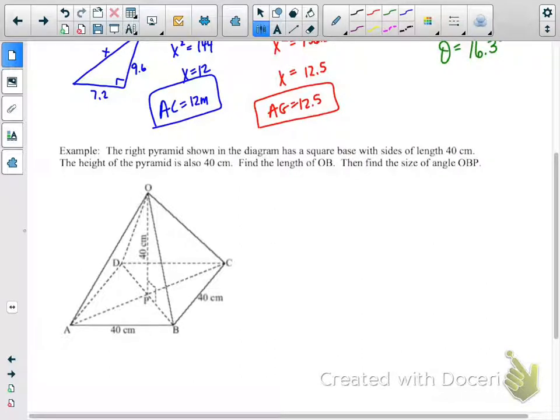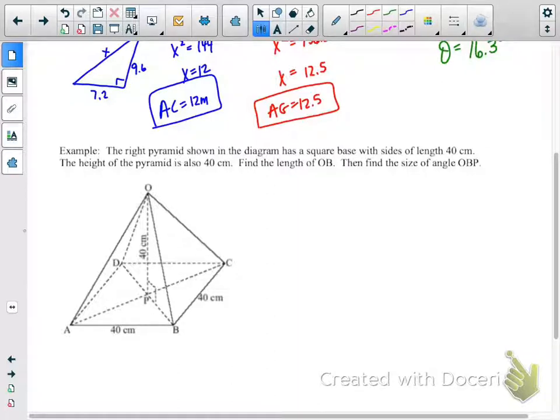With a square base of side length 40, the height is also 40 now. The height, I mean, that's up through the middle. If they're giving you the slant height, they will tell you it's a slant height. Find the length of OB, then find the size of angle OBP. Okay.